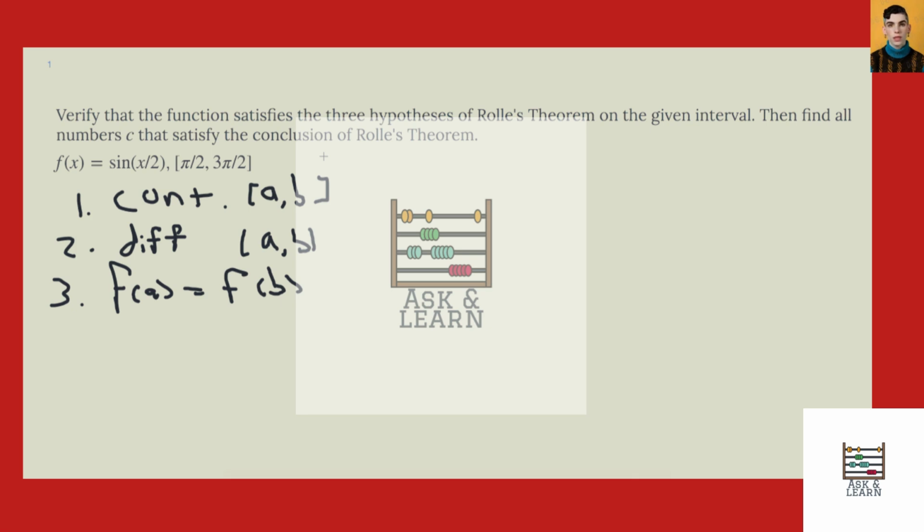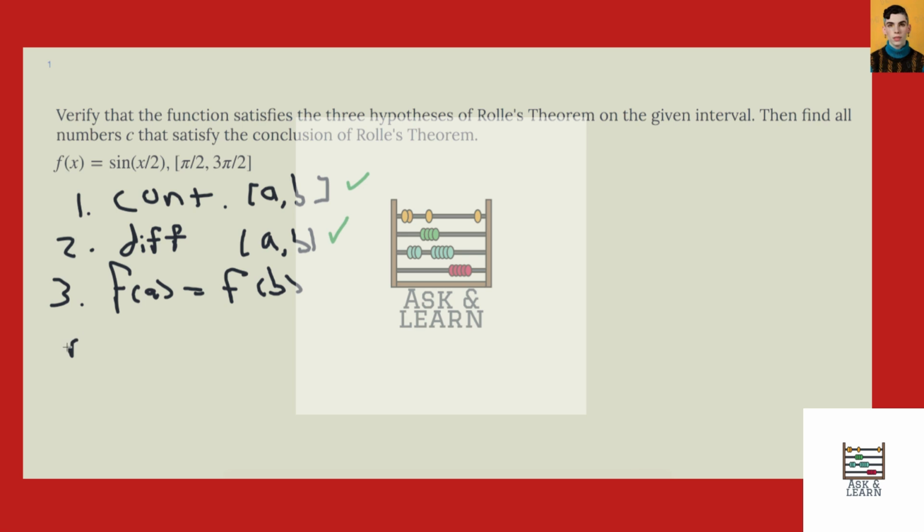So trigonometric functions are all continuous, so we know that this is a given. They're also all differentiable. It doesn't have to be on an interval; it is differentiable everywhere because it is a smooth function. So those are properties of trigonometric functions. And the last point, f of a equals f of b, we have to actually figure out.